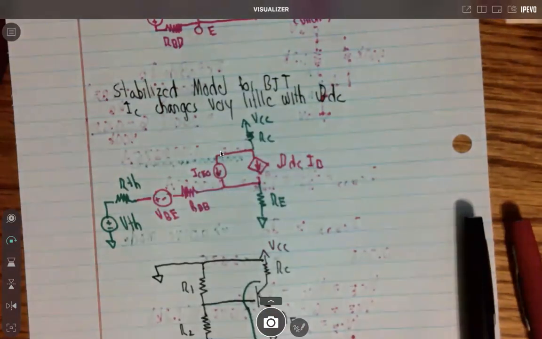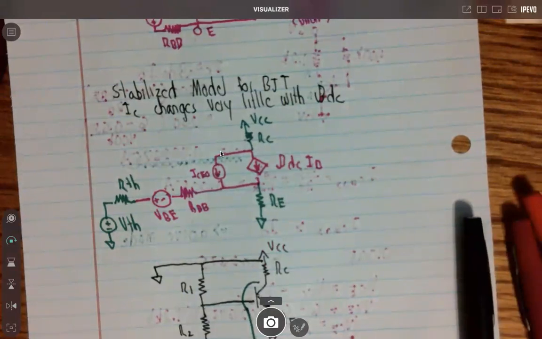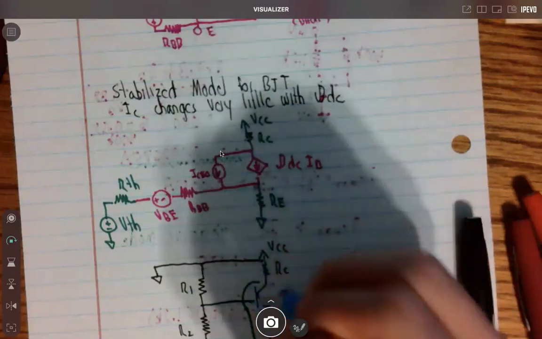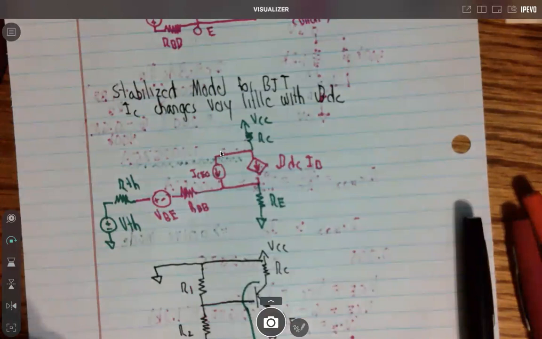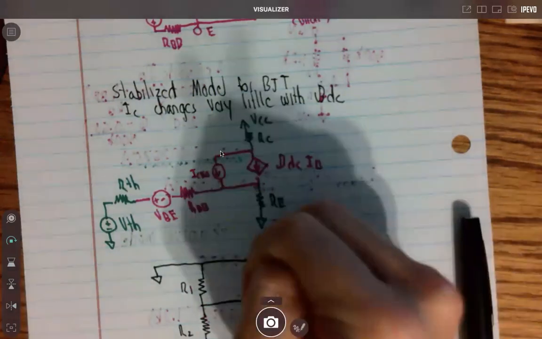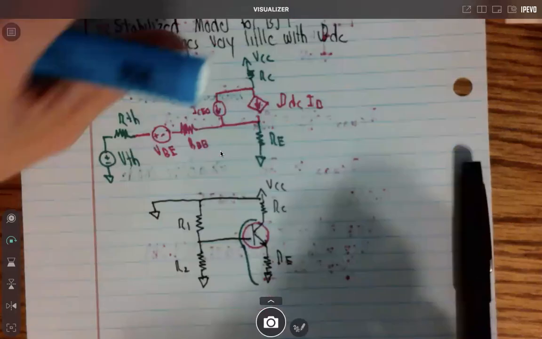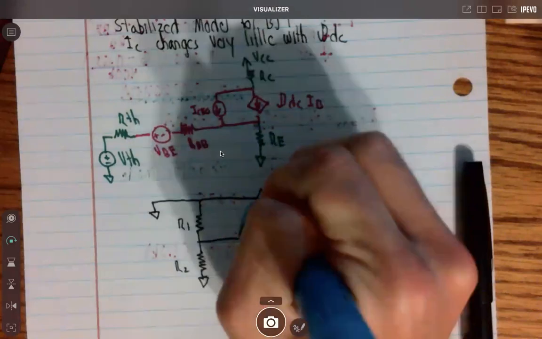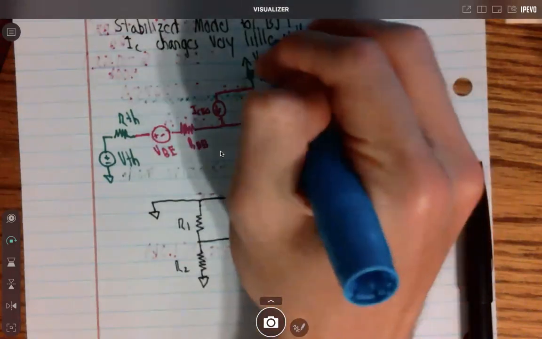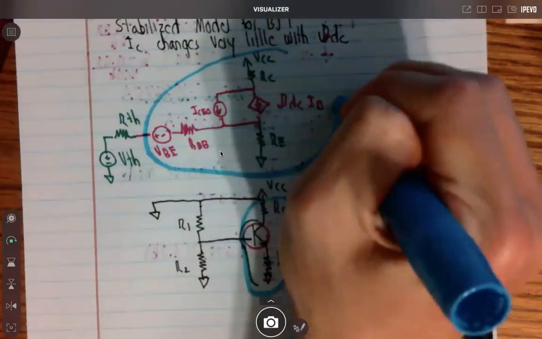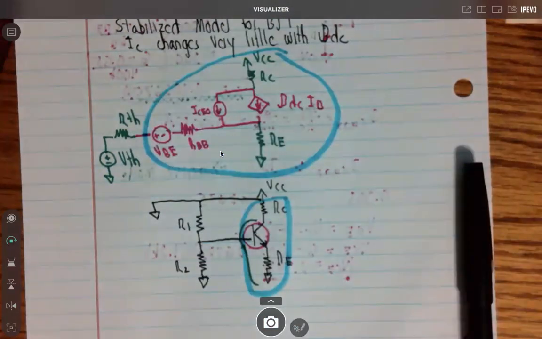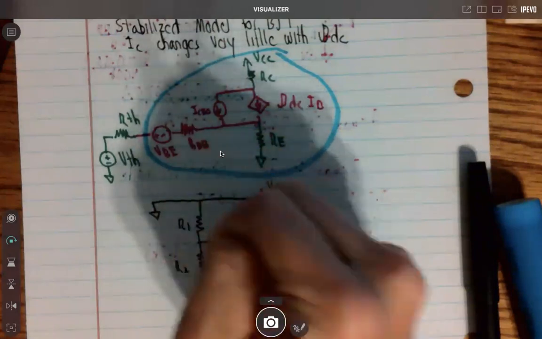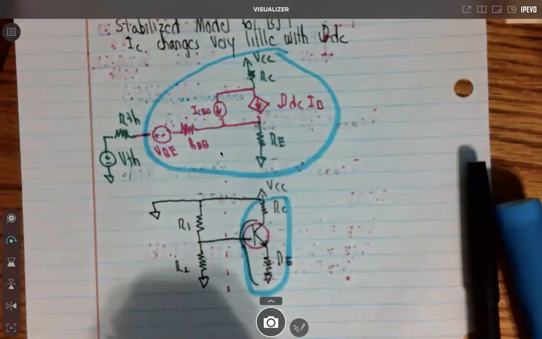Let me do it in a different color, actually. So let me circle this all in blue. Or actually, this represents this transistor here, all the pink stuff up there. And then what we did here is we represented all this through this right here. And so R Thevenin and V Thevenin come from particularly this side of the stabilized model.